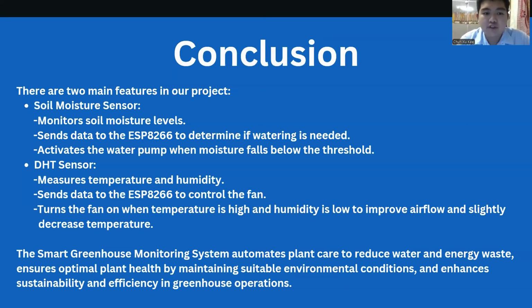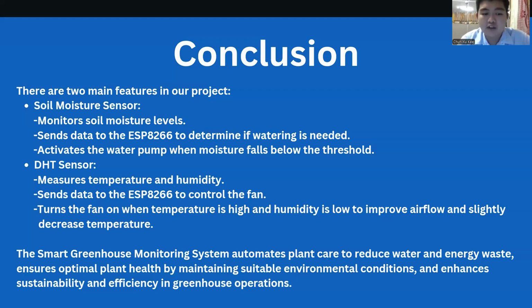Let's talk about our conclusion. There are two main features in our project. The soil moisture sensor monitors the soil moisture level, sends data to the ESP8266 to determine if watering is needed, and activates the water pump when moisture falls below the threshold. The DHT sensor measures the temperature and humidity and sends the data to the ESP8266 to control the fan, turning the fan on when the temperature is high and humidity is low to improve airflow and slightly decrease temperature.